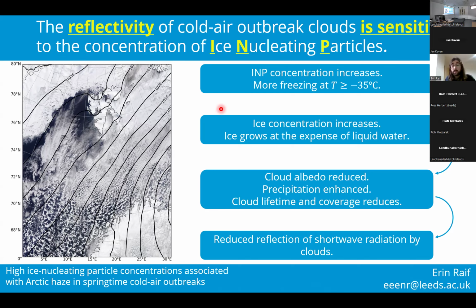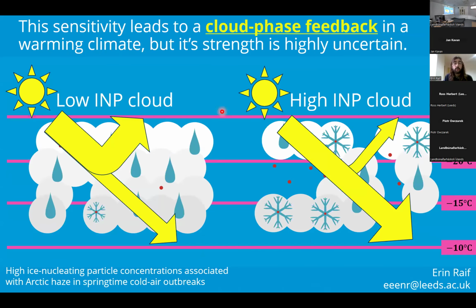So if you have more ice-nucleating particles in these clouds, you're going to get more freezing. You're going to get cloud adjustments where the ice will grow at the expense of liquid water, and you're going to have reduced cloud albedo, precipitation, and cloud lifetime. And all of this contributes to eventually reduce the reflection of shortwave radiation by these cloud systems. Now, that becomes important for the climate through what's known as the cloud phase feedback.